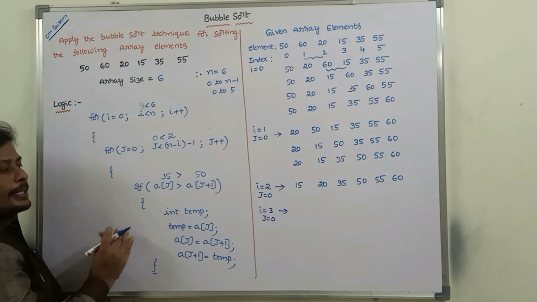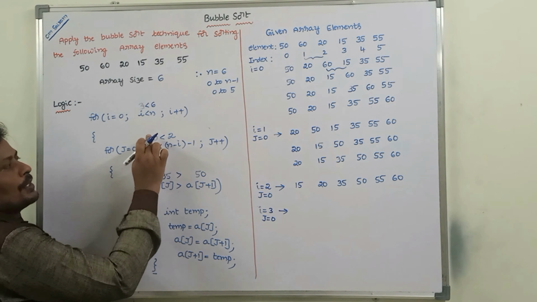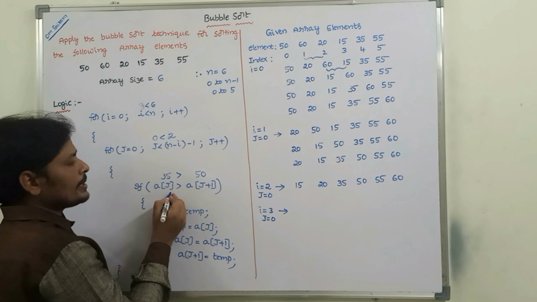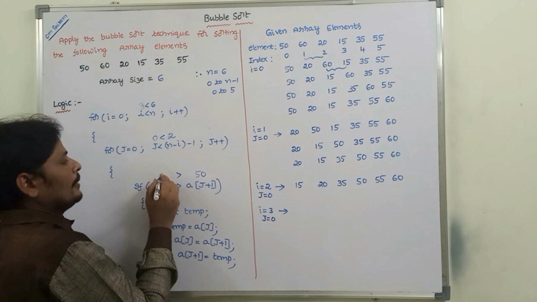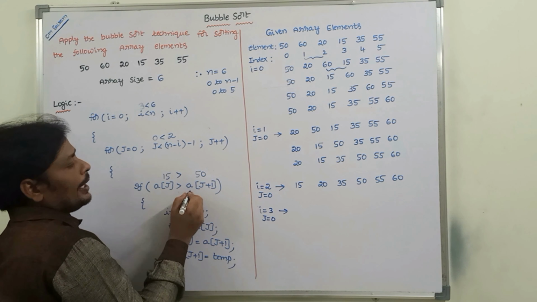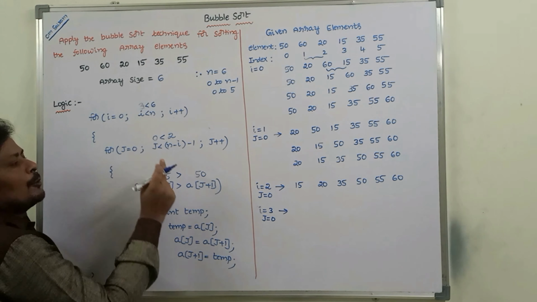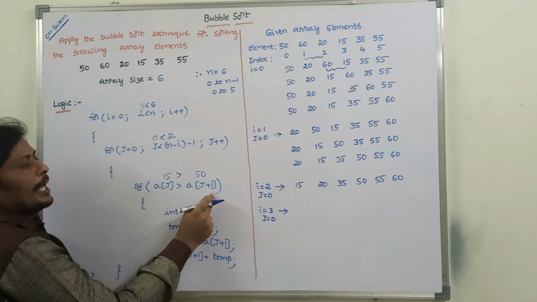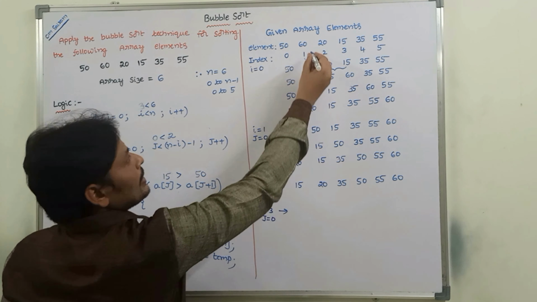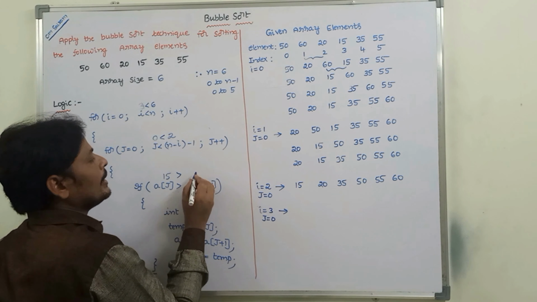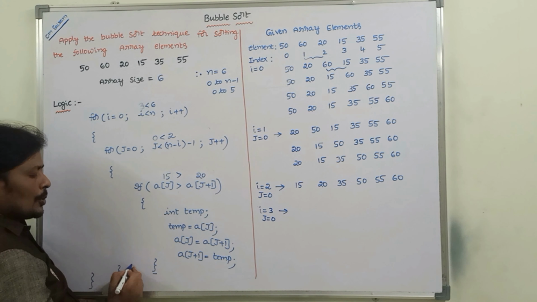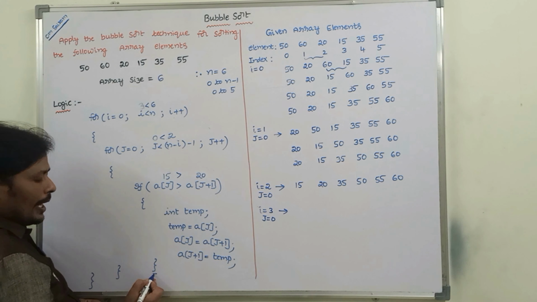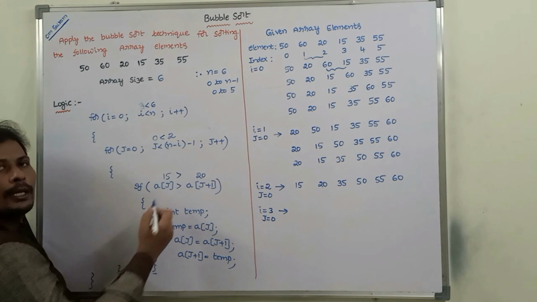If statement is there. If A of j value 0, that means A of 0 value is 15. 15 greater than A of j plus 1. J value 0 plus 1, that is A of 1. A of 1 value is 20. So 15 greater than 20, that is false. Then the control goes to the next statement after the if block. There are no statements there. Again control goes to the inner for loop.